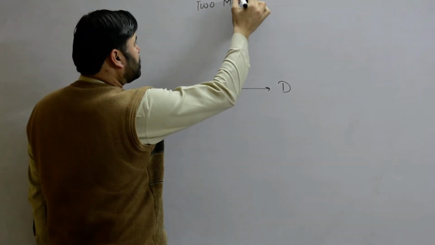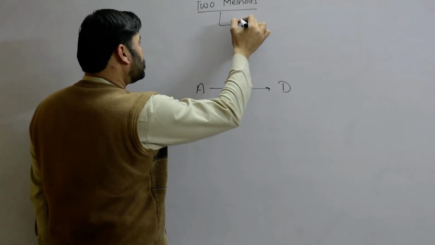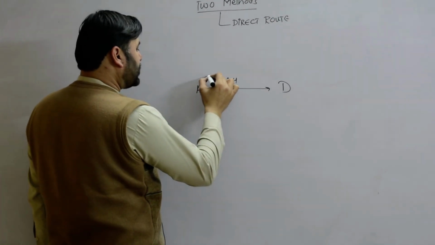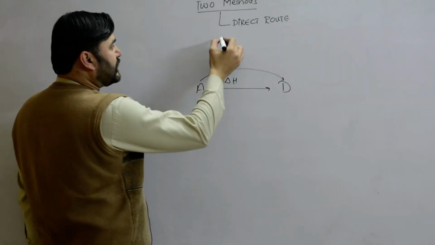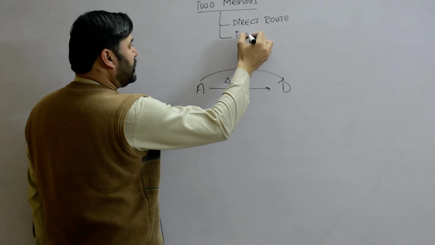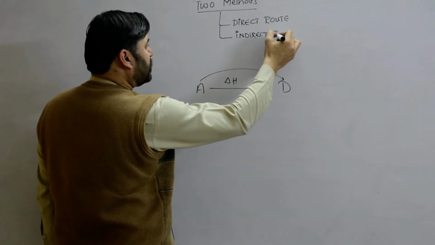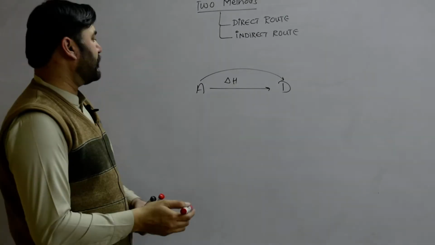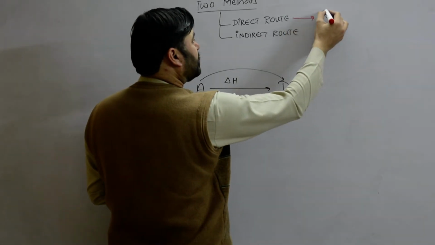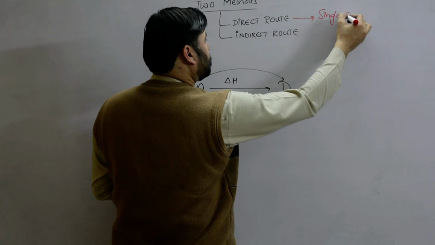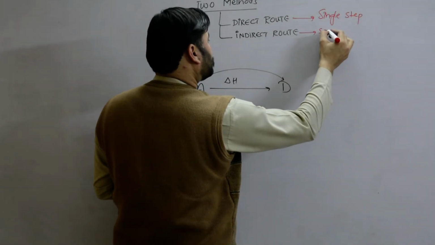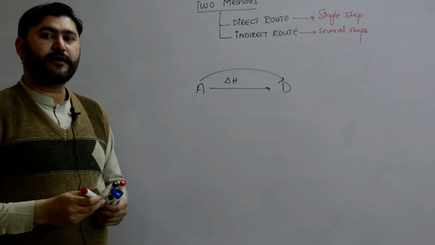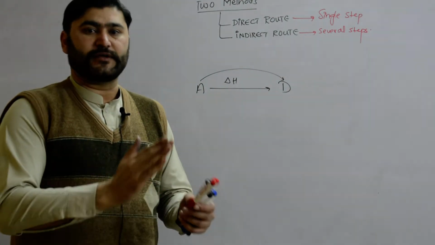What are those methods? One method is the direct route. Direct route means directly from A to D. And the second one is the indirect route. What is the indirect route? The indirect route consists of 4 to 5 steps, more than this single step. We can say this is a single step, and this is several steps. So the difference between the direct route and the indirect route is several steps and a single step.